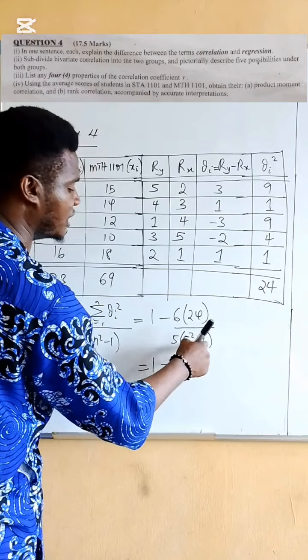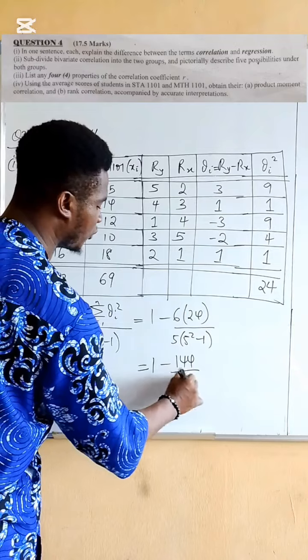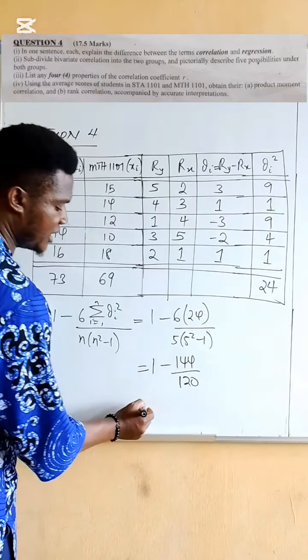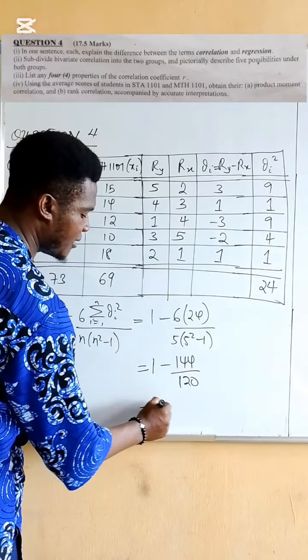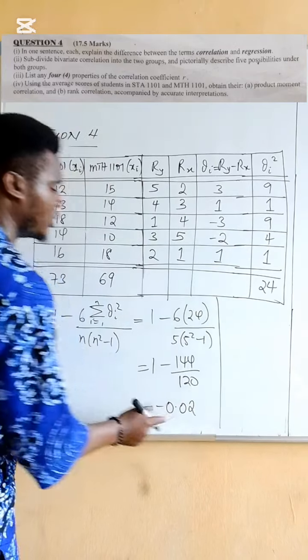25 minus 1 is 24. 24 times 5 will give us 120. Now, simplifying this, we will end up having our result as minus 0.02. Now, please take note, the question does not end here.